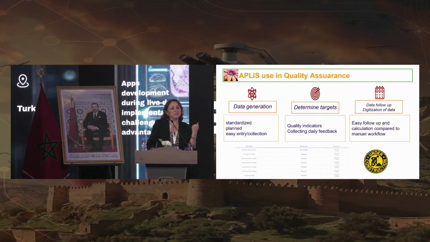You have the quality indicators from the Apples, and you can collect daily feedback. And with this, at the end, you have a data follow-up and you have digitized data so that QA is not on paper. We have an audit 10 days later, but we are always ready for the audits with this data management. But some of the parts of this are under construction again.